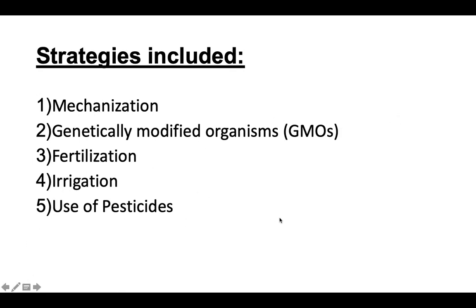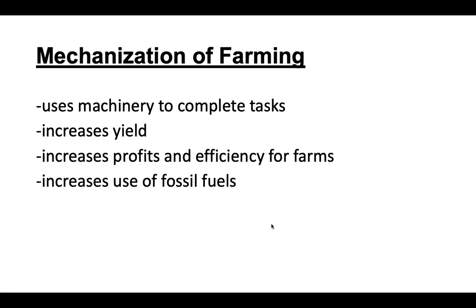Some of those strategies included mechanization, using more machines, genetically modified organisms or GMOs, fertilization, irrigation, and use of pesticides. Like we said, mechanization of farming, they use machinery to complete these tasks. It increases the yield, it increases profits and the efficiency for farms, and it also, unfortunately, increases the use of fossil fuels.